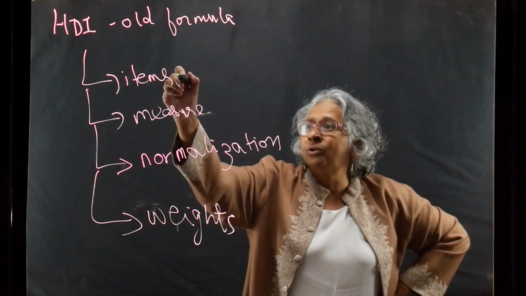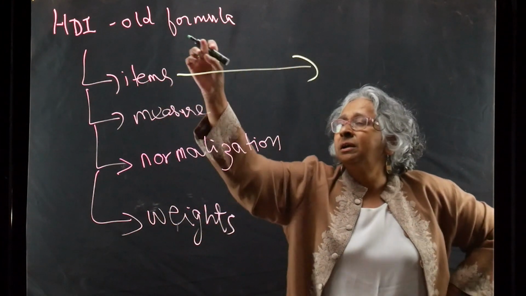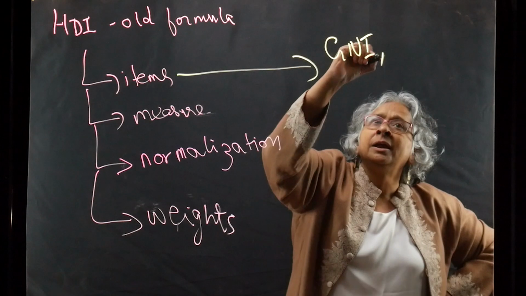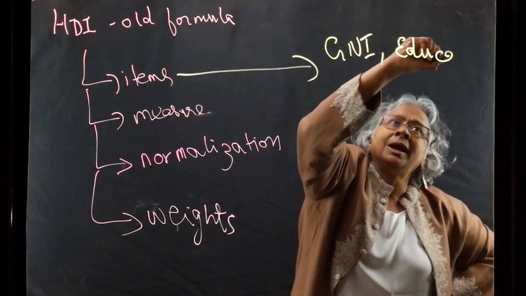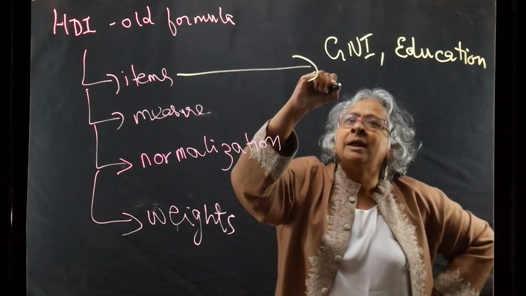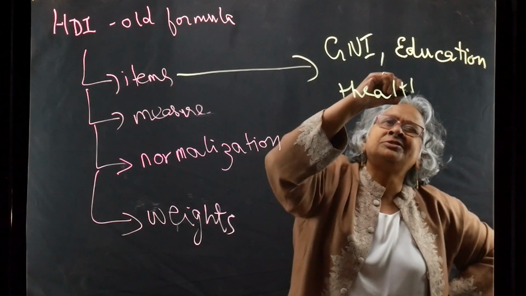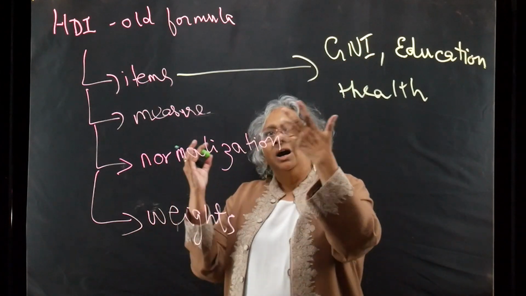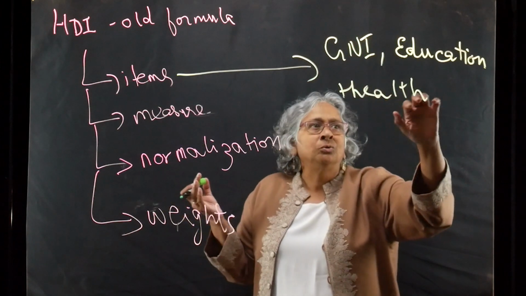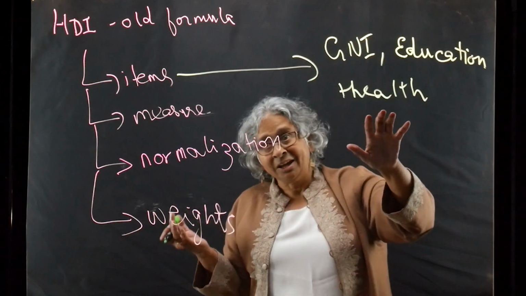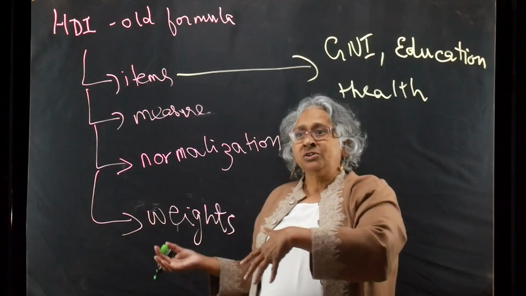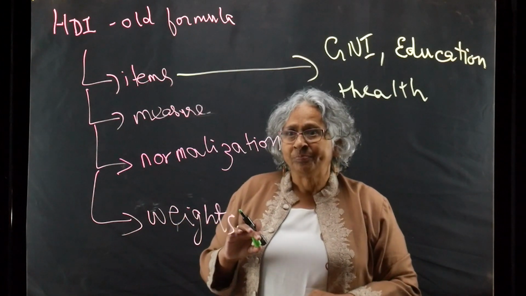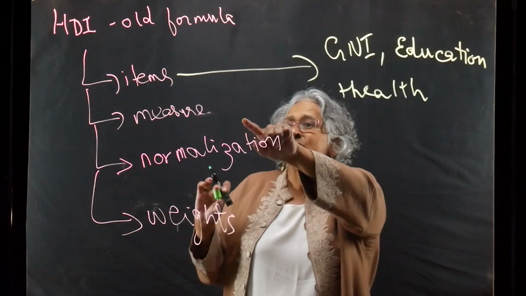You can decide on your own items, but they decided to use GNI, education, and health, because they kind of figured you need some income, otherwise you can't really figure out how you're going to do. If you're poor, it's not going to work. But you do need education and you do need health. So apart from GDP, they're including additional things. This is what they want to do. Now you have to decide how to measure it.